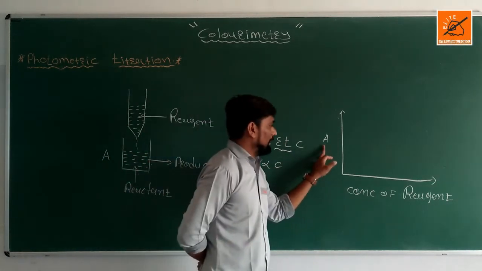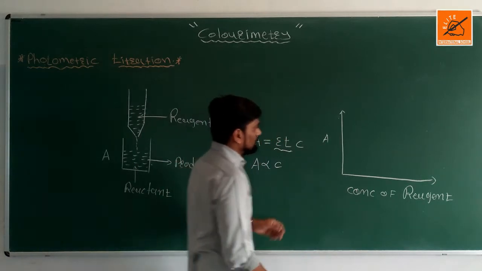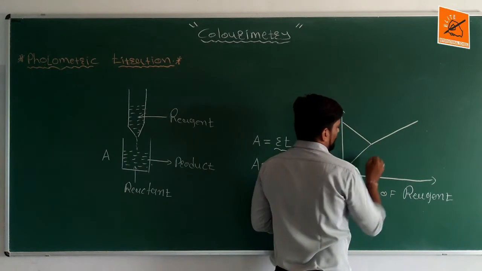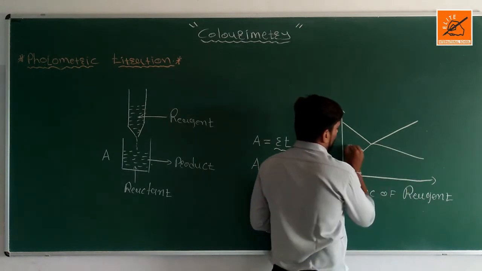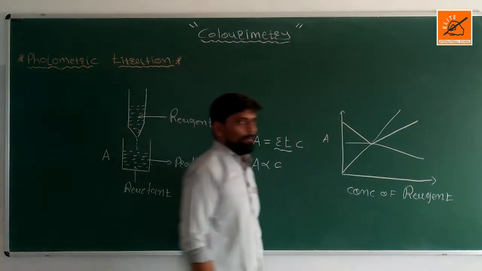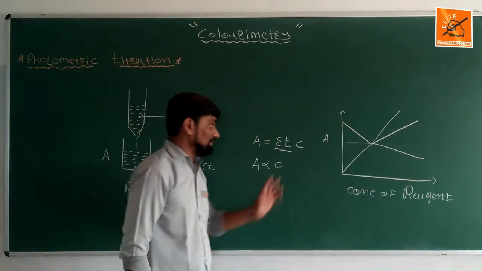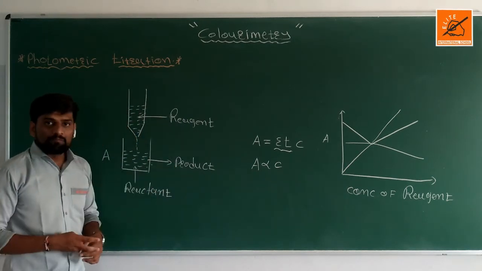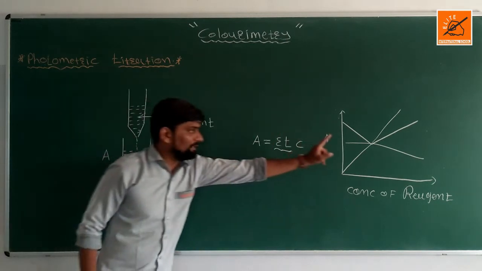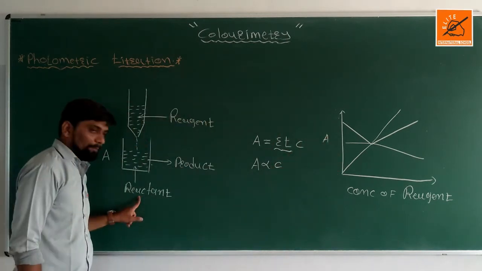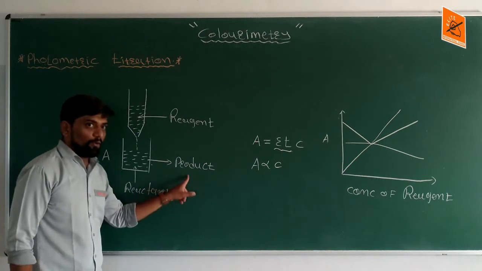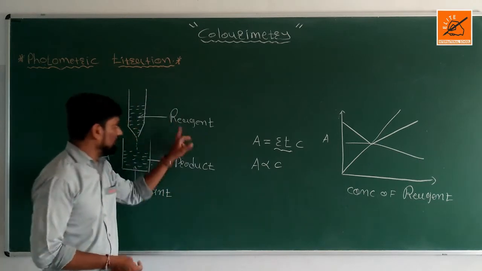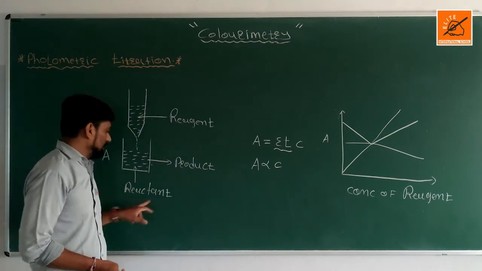So we plot the graph of absorbance against concentration. It obtains some shape. Either this type of graph will be obtained, or this type, or this type. The shape of the graph depends on the optical characteristics of the reactant, product, and reagent. Whatever shape is obtained depends on these three components: product, reagent, and reactant.